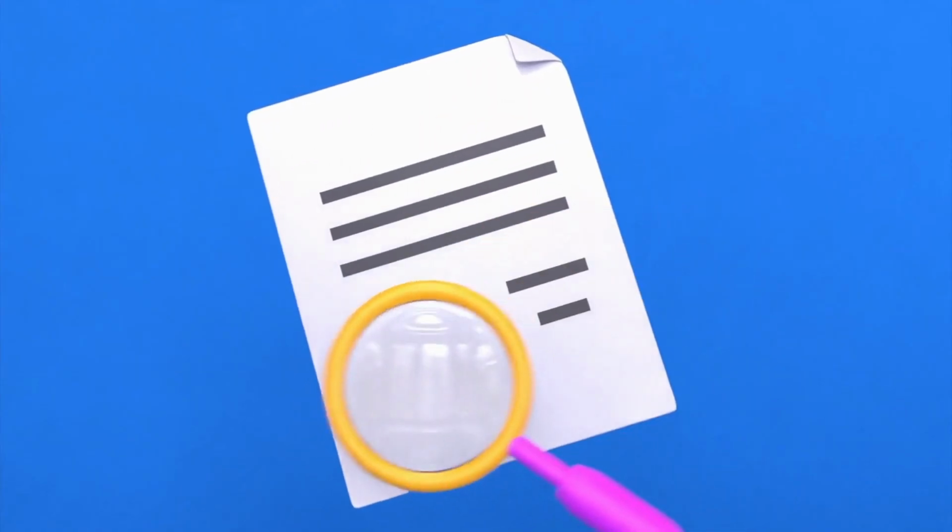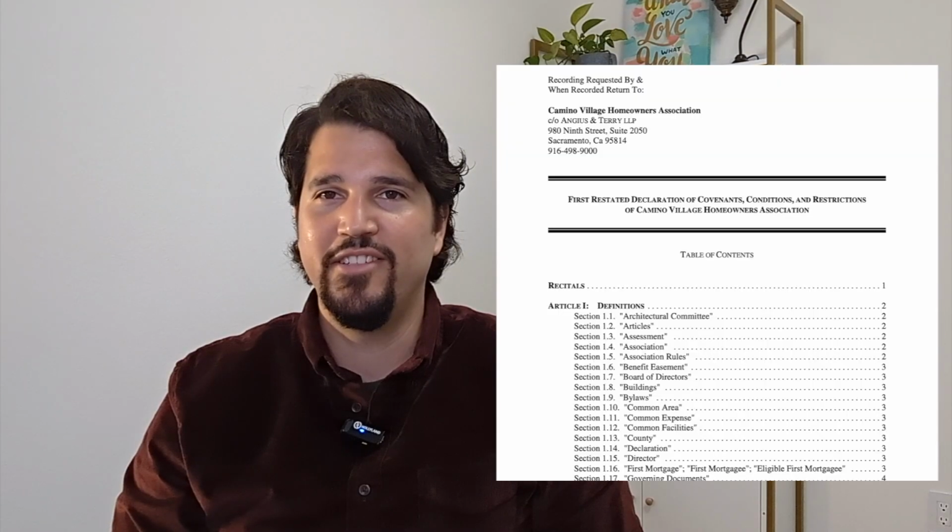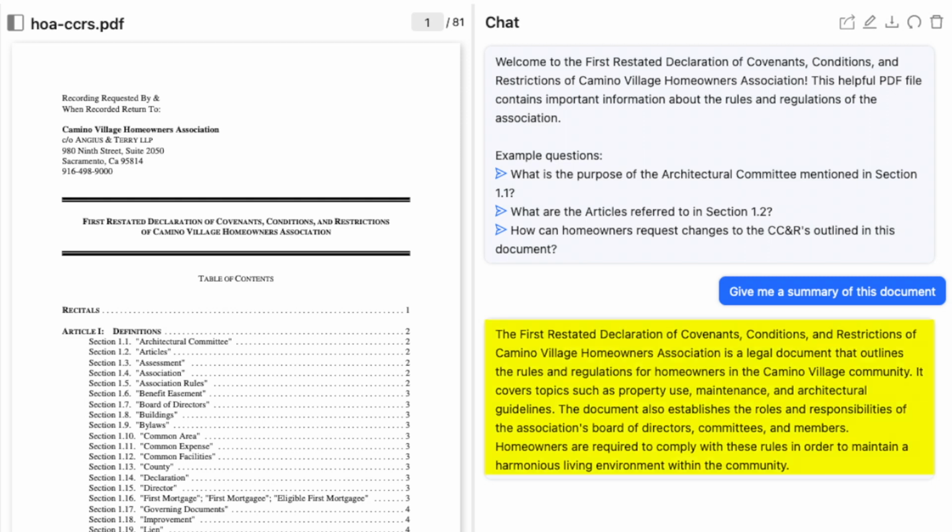Another way we can use ChatPDF is to summarize HOA documents for us. Let's ask ChatPDF to summarize this example covenants, conditions, and restrictions document I found online. So ask, give me a summary of this document, and it answers pretty well. It's able to tell me that the first restated declaration of covenants, conditions, and restrictions of Camino Village Homeowners Association is a legal document that outlines the rules and regulations for homeowners in the Camino Village community.